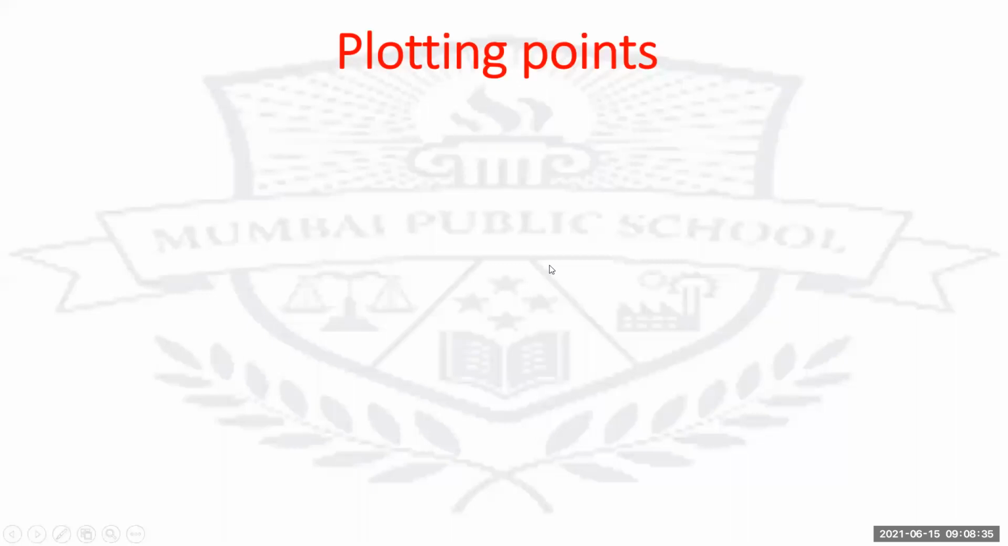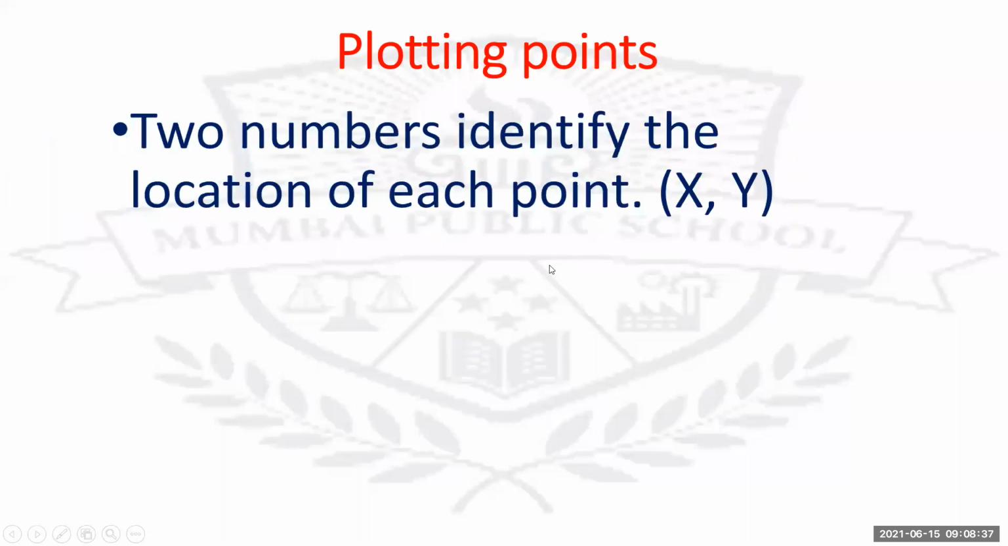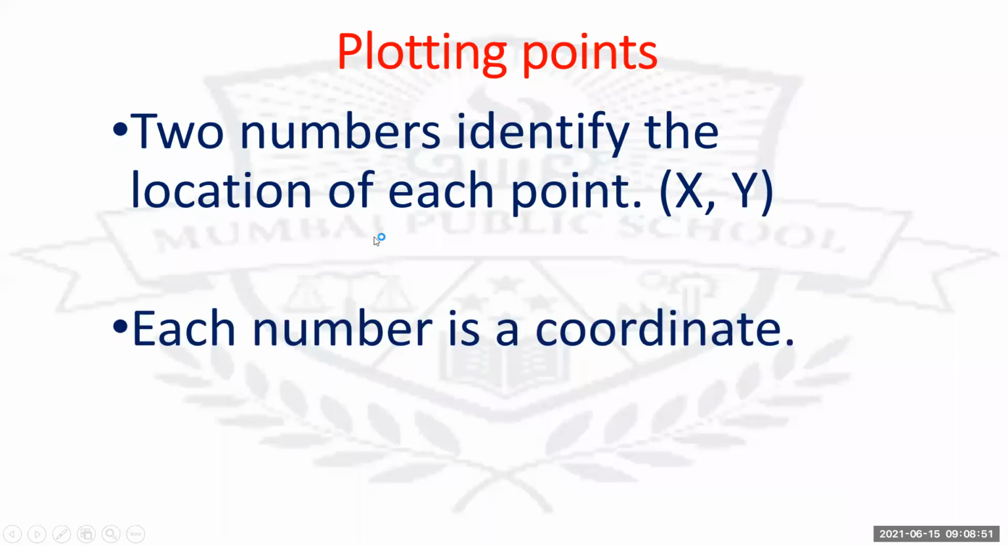Now, plotting the points. Two numbers identify the location of each point, so you'll take that as x comma y. Each number is a coordinate. The first number denotes the x coordinate, and the second number denotes the y coordinate.